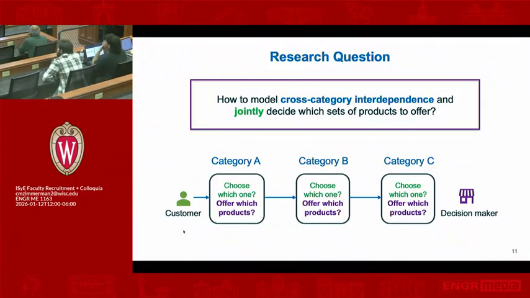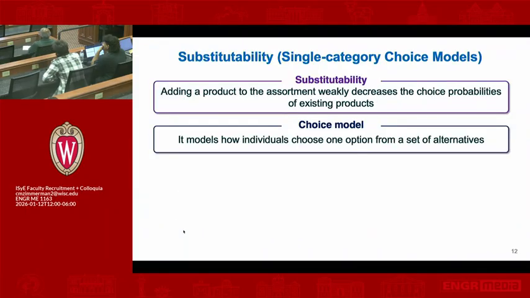This motivates a natural but also very central question of how to model the cross-category choices and jointly decide which sets of products to offer. We are thinking about the problem from the perspective of the retailer and platform. We want to help them make decisions about which products and services to offer in each category jointly.